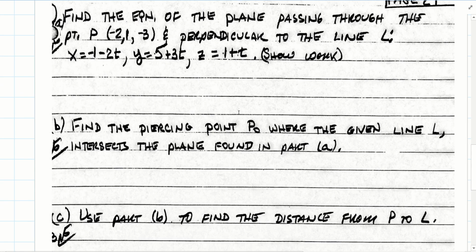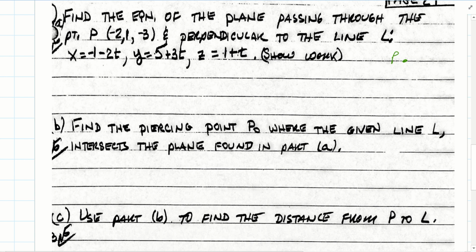Now it says find the equation of the plane passing through the point negative 2, 1, negative 3, and perpendicular to the line L. X equals negative 1 minus 2t, y equals 5 plus 3t, z equals 1 plus t. So here, we need to find the equation of the plane passing through that point. So we have a point, now we need a vector normal. And they just said that the line is perpendicular to it. So we're pretty much given everything we need.